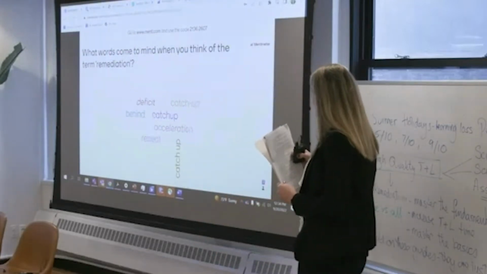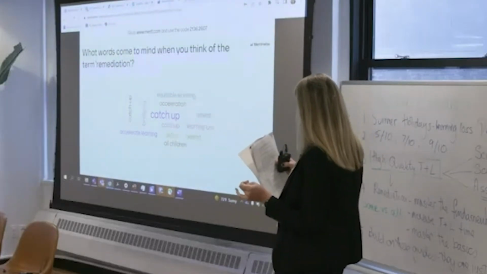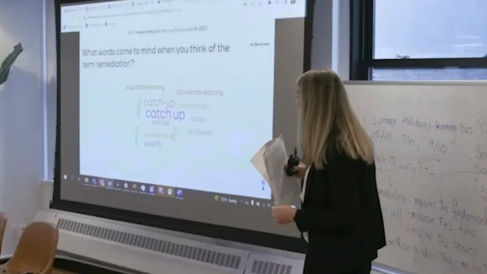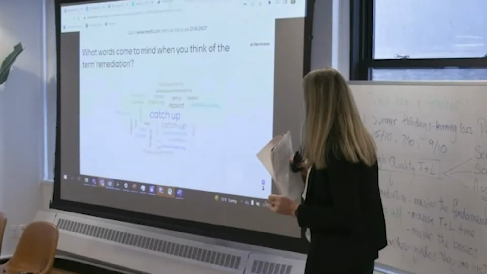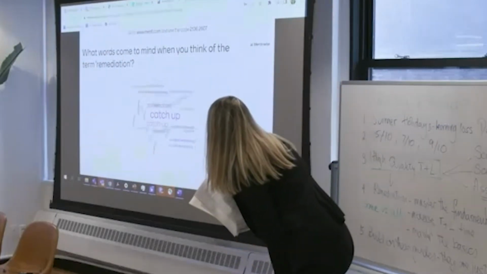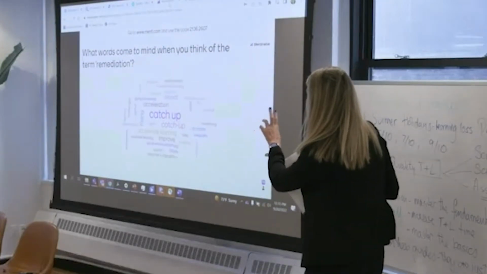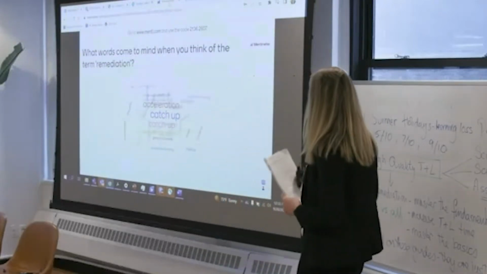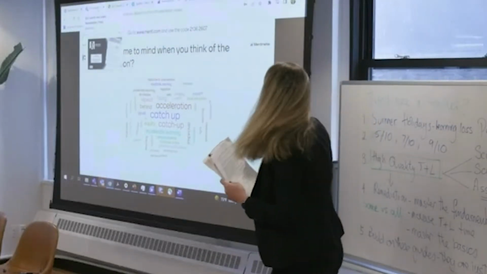All right. So I see catch up a couple times, repeat, deficit, acceleration, accelerated learning, learning loss, catch up, equitable learning, reinforcement. Oh, I like that one. Bridging, improve, response to intervention. Someone's read the guide. Equity gaps, fixing. Catch up is really big. And it really would be bigger, except we have a hyphenated version and a non-hyphenated version. Help, deficit.